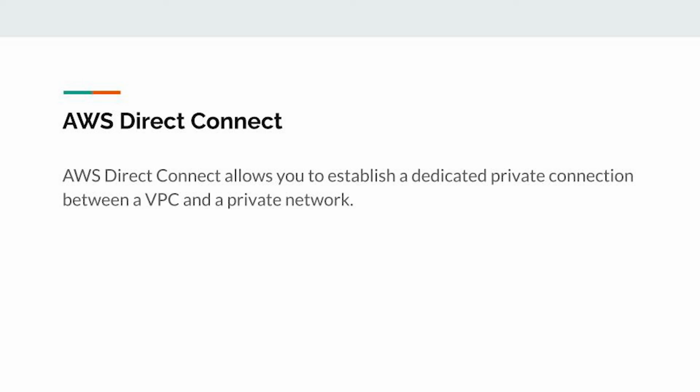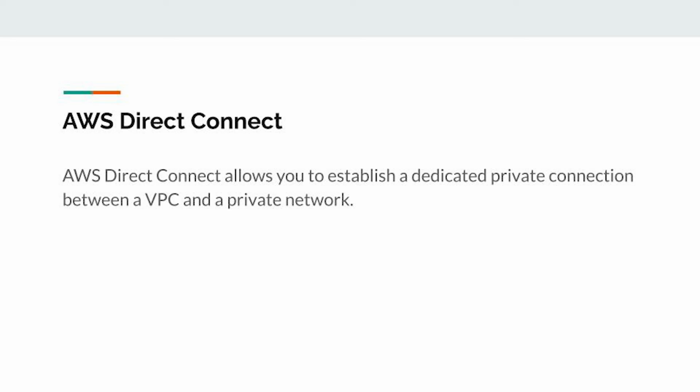AWS Direct Connect allows you to establish a dedicated private connection between a VPC and a private network. Previously, we discussed that a VPN connection is a private connection established over the internet. Therefore, it is not completely secure, and VPN traffic is susceptible to internet traffic congestions. But AWS Direct Connect connection is a connection established over the AWS network. Therefore, it's secure and faster.